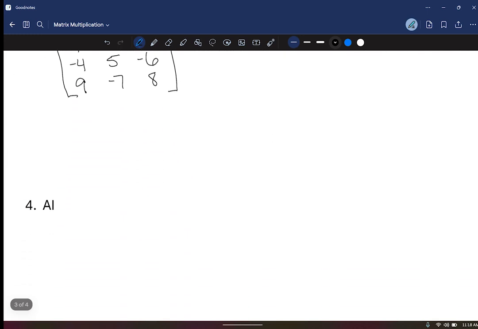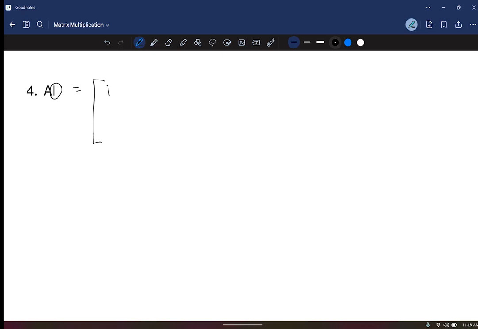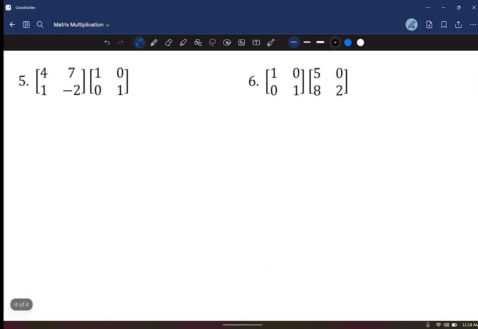Always square. So when I multiply by the identity matrix, it doesn't matter which way I multiply, but I'm multiplying by it here, I'm still going to get A, which is 1, negative 3, 2, negative 4, 5, negative 6, 9, negative 7, and 8. So if I multiply by an identity matrix, I get the same matrix. So you need to make sure that you can identify an identity matrix.